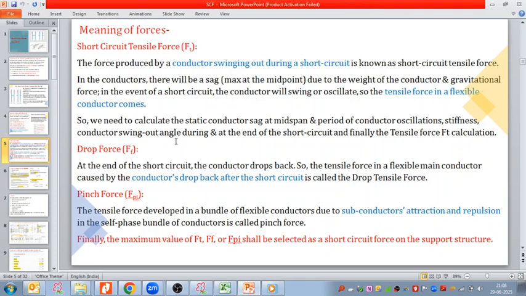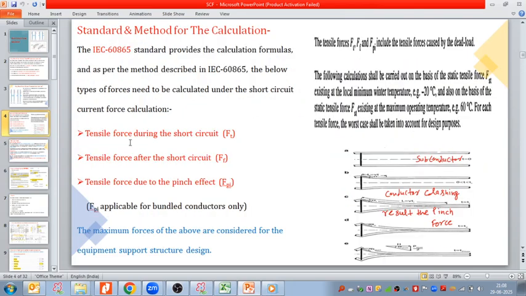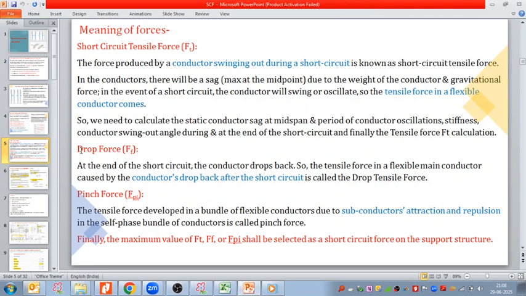Conductor swing out angle during and at the end of short circuit, and finally the tensile force. Then after doing this, we finally reach the tensile force calculation, FT calculation. And then the second is the drop force, the tensile force after the short circuit, FF. FF means my drop force.